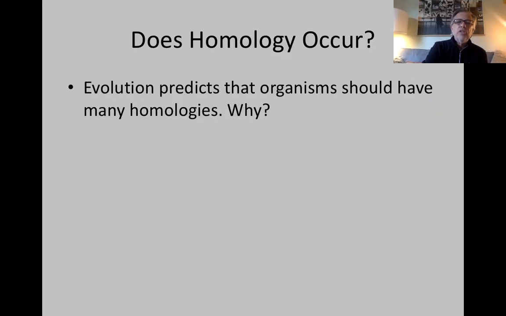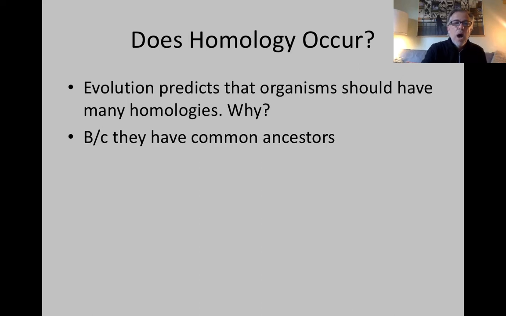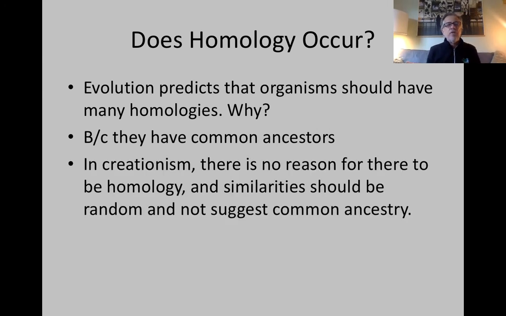The next question is, does homology occur? Evolution predicts that organisms should have many homologies. Why? Because they have common ancestors. And the common ancestors evolve new traits and then pass them on to their descendants. In contrast, in creationism, there's absolutely no reason for there to be homology. And similarities should be random and not suggest common ancestry.